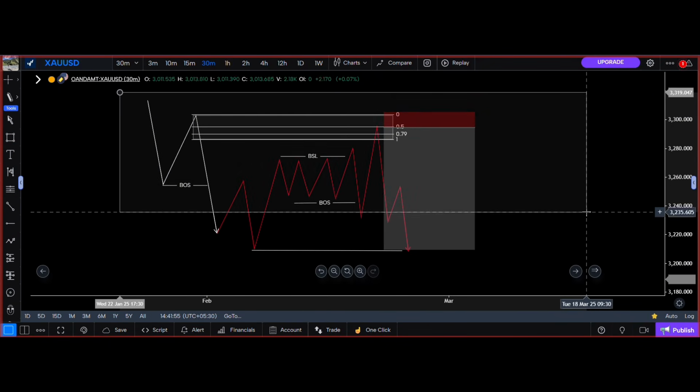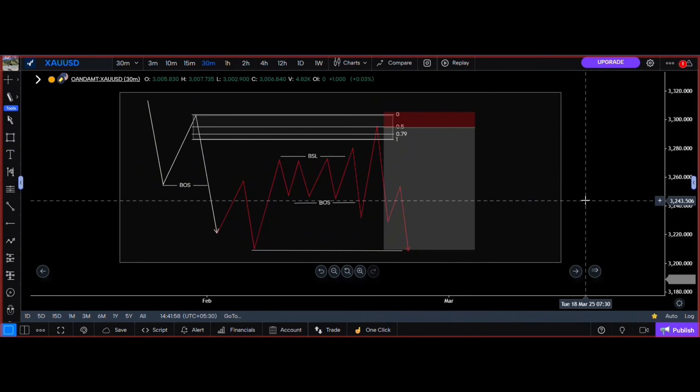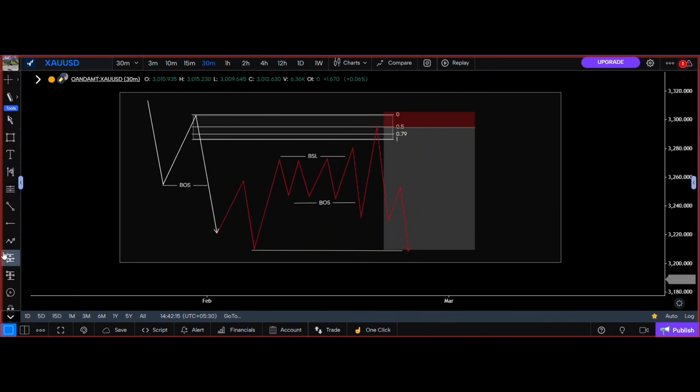Now I'll teach you the fourth and the last entry model. I'll tell you what will be in the higher time frame, daily and 4-hour time frame, and what will be in the lower time frame like 15-minute or 30-minute. Have you taken the screenshot of this diagram? Yes, taken. All right. Let me remove this.